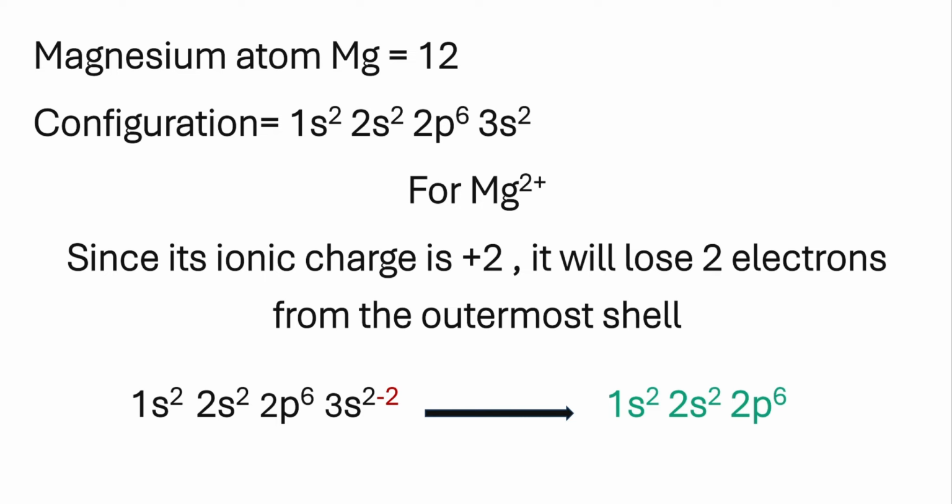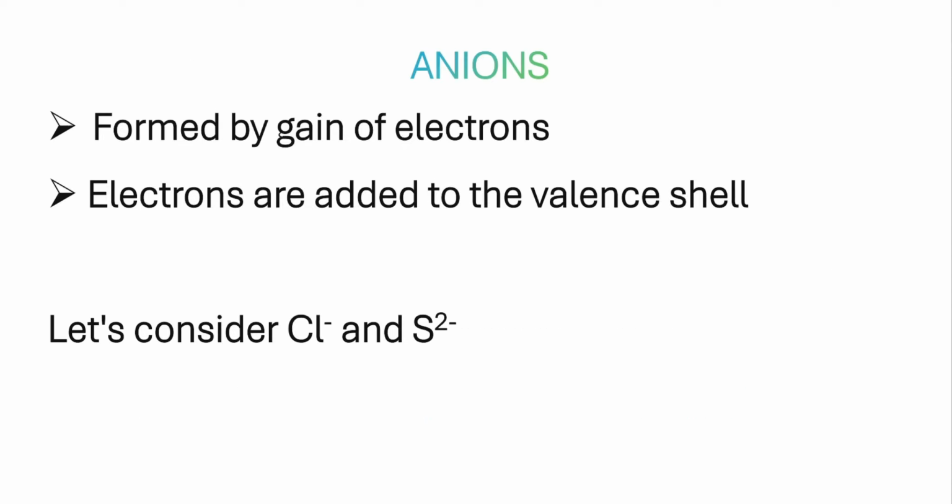Alright, let's move on to the electronic configuration of anions, which are negatively charged ions. Anions are formed by gain of electrons, so electrons are added to the valence shell. The valence shell simply means the outermost shell, the shell that contains the valence electrons. So you can see valence electrons are outermost shell electrons. They are the ones that take part in chemical reactions.